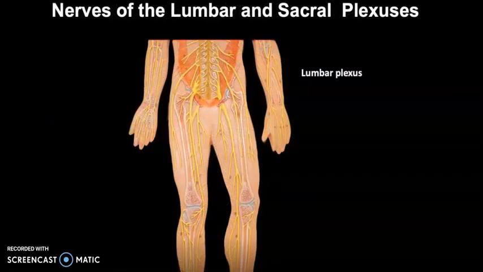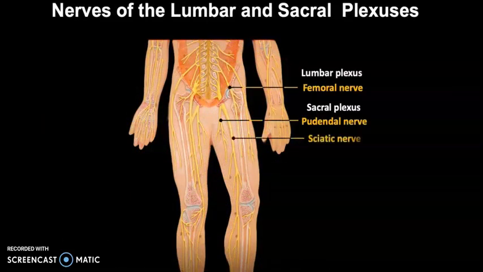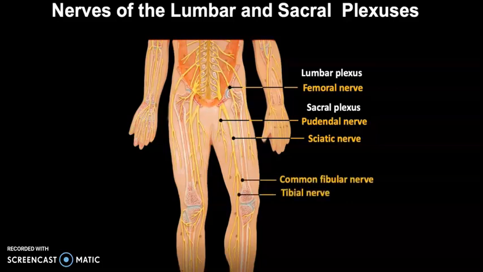The nerves in the lumbar plexus are going to be for the anterior part of the leg. The nerves in the sacral plexus are going to be in the posterior part of your leg, such as, for example, the pudendal nerve, sciatic nerve, common fibular nerve, tibial nerve, and sural nerve. Remember, lumbar is for the anterior part of the leg, and sacral is for the posterior part of the leg.